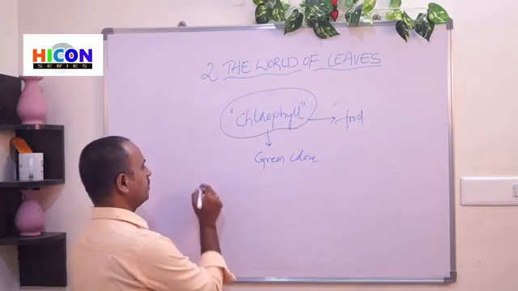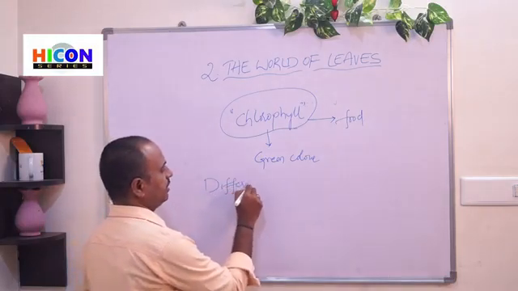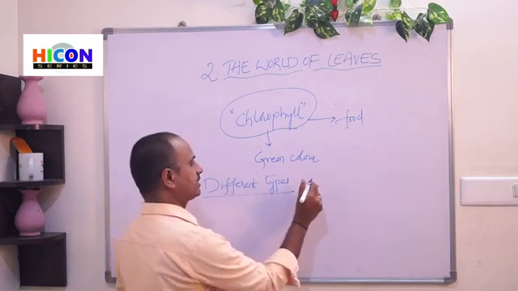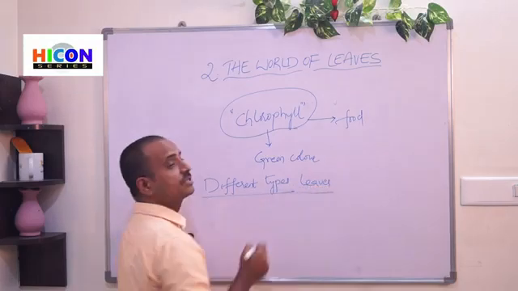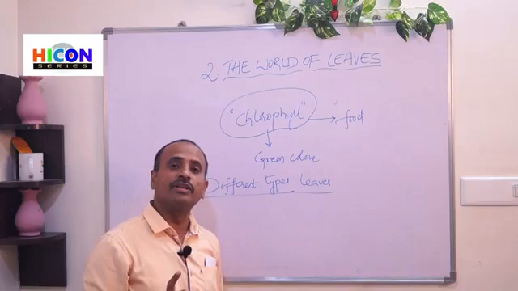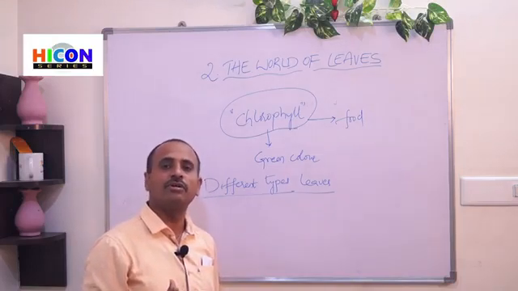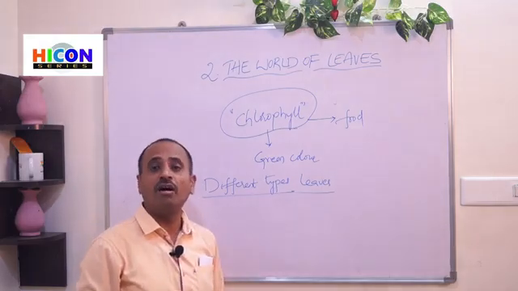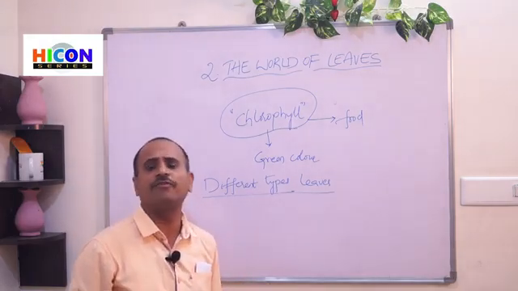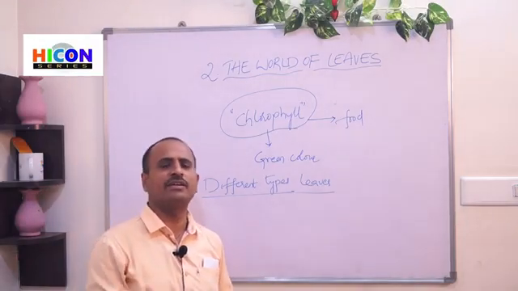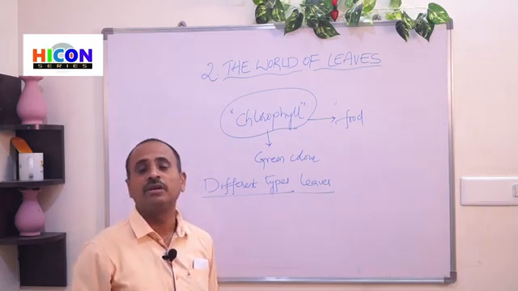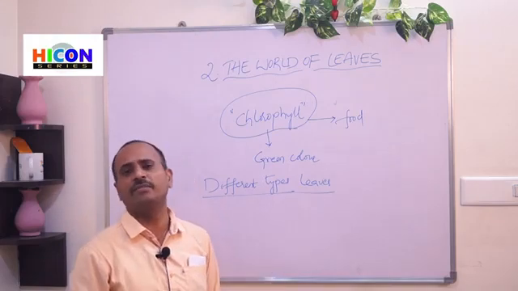Next, different types of leaves. So what are the different types of leaves? Children, we have discussed in the previous chapter that there are different types of plants. The plants which grow in the desert, the plants which grow in the marshy areas, the plants which grow in the hilly areas. This way we have discussed different types of plants. And all the plants do not have the same type of leaves. You are observing different types of plants in your surroundings, do all the plants have the same type of leaves? No.